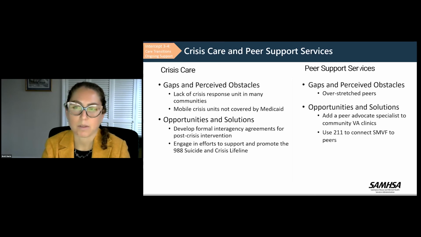A few opportunities and solutions were mentioned, including adding a peer advocate specialist to community VA clinics, and also using 211 to connect SMVF to peers. They also did talk about having peers at certain trade shows, or like gun shows, like at different booths. That was also mentioned. Next slide.